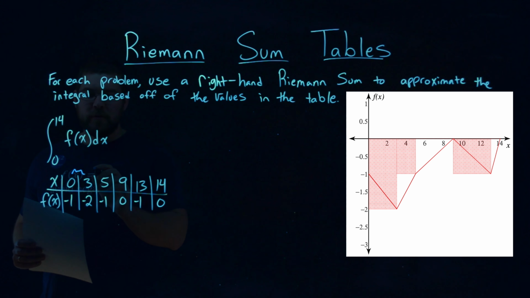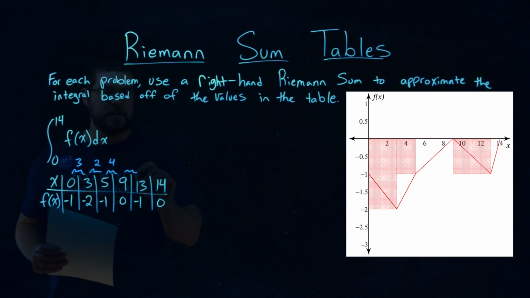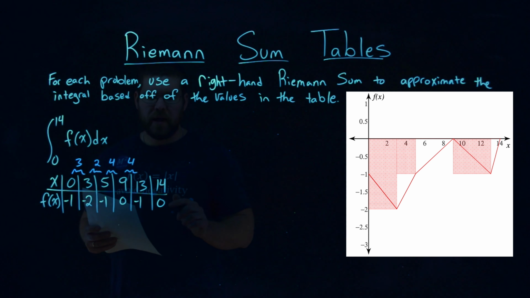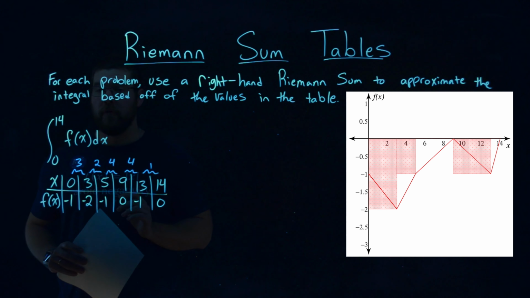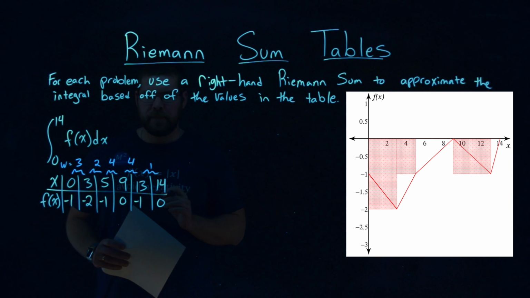So the difference between 0 and 3 is a 3, and between 3 and 5 is a 2. Between 5 and 9 gives me the 4. And between 9 and 13 we have another 4 as well, and 13 to 14 we have 1. And these represent the widths that we'll be dealing with, okay?